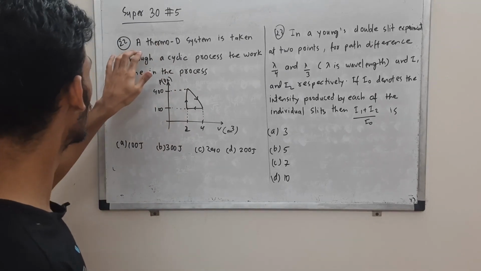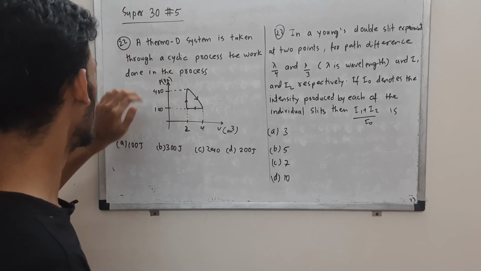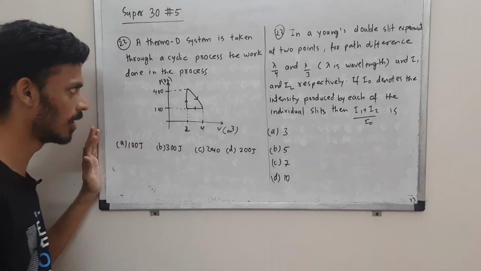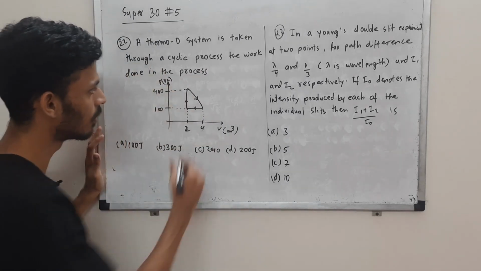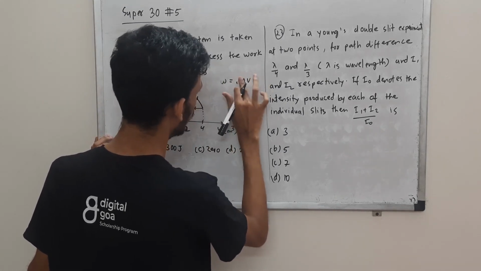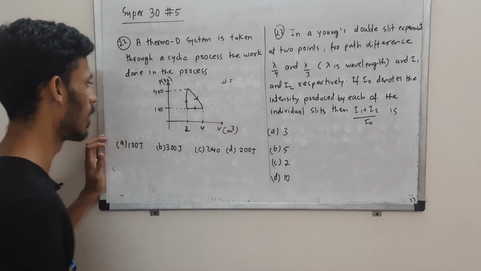So question 22 over here: a thermodynamic system is taken through a cyclic process as shown. You are supposed to tell what is the work done in the process. You can see it is a PV graph. Work done is nothing but P into delta V, or the change in PV, basically the product, right?